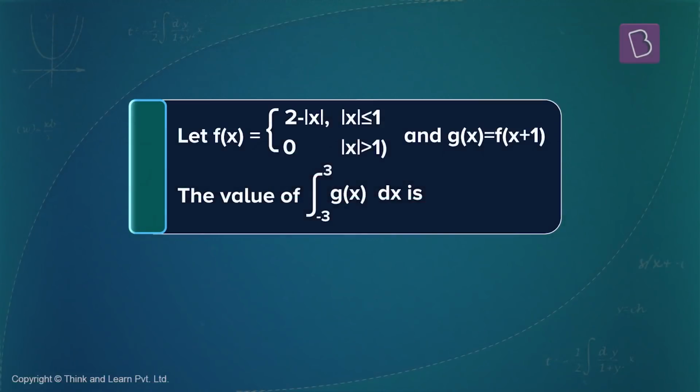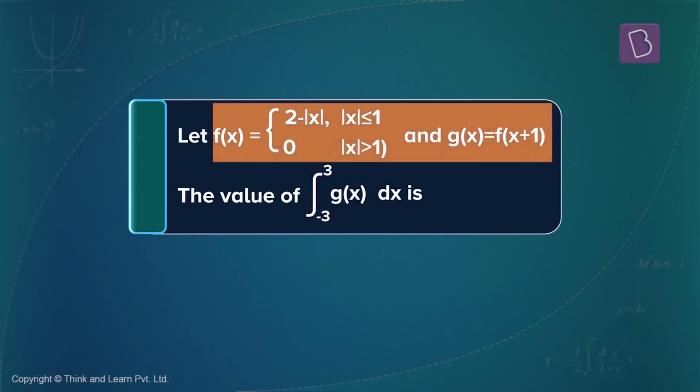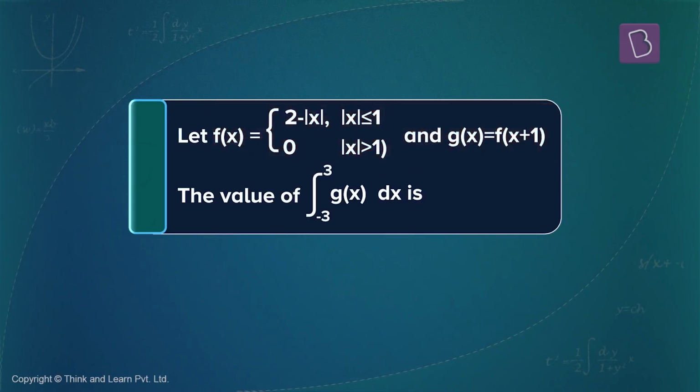In this particular question, we've been given the function definition of f and g. f has been defined to be equal to 2 minus mod of x when mod x is less than or equal to 1, and 0 otherwise. And g of x is equal to f of x plus 1. The objective in this particular question is to find out the integral from -3 to 3 of g of x dx. First of all, let's try and find out a proper function definition for g, because g is in terms of f. So let's write the definition for g.